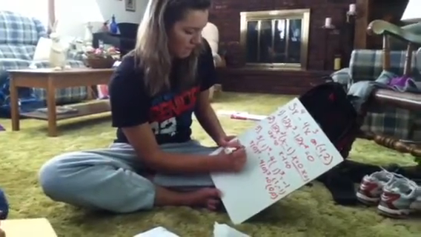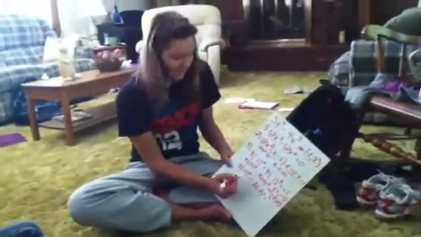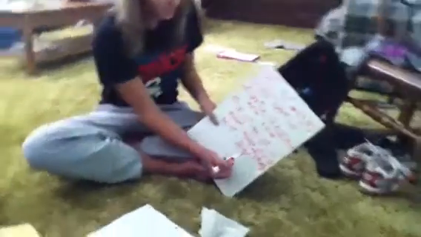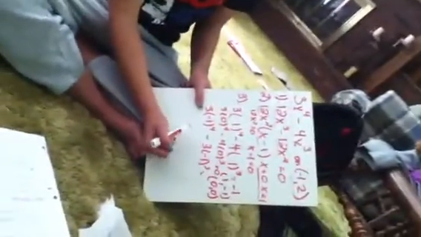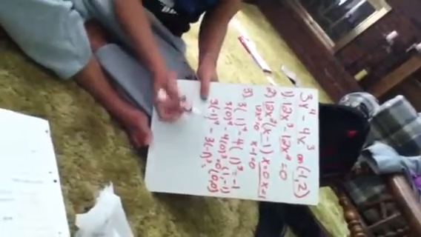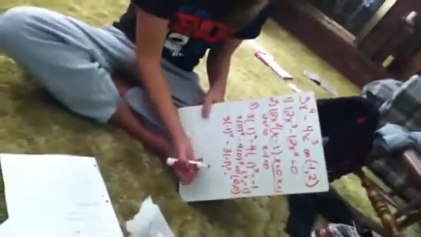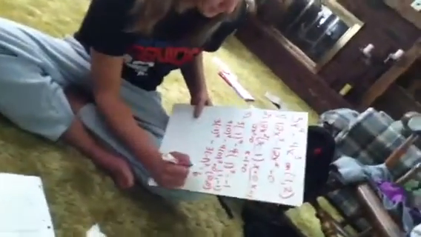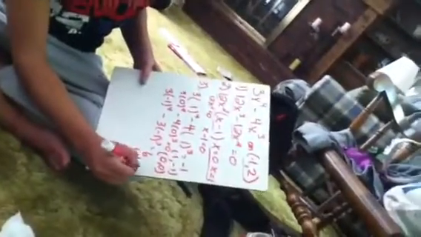So now we're going to go to the endpoints. You're going to have 3 times -1 to the 4th minus 3 times -1 cubed. Now what's -1 to the 4th? 1. Times 3, 3. And -1 cubed? -1. Good. Times 3, -3. Okay, good. So what is 3 minus -3? 6. So it is going to be the coordinate of -1, 6.